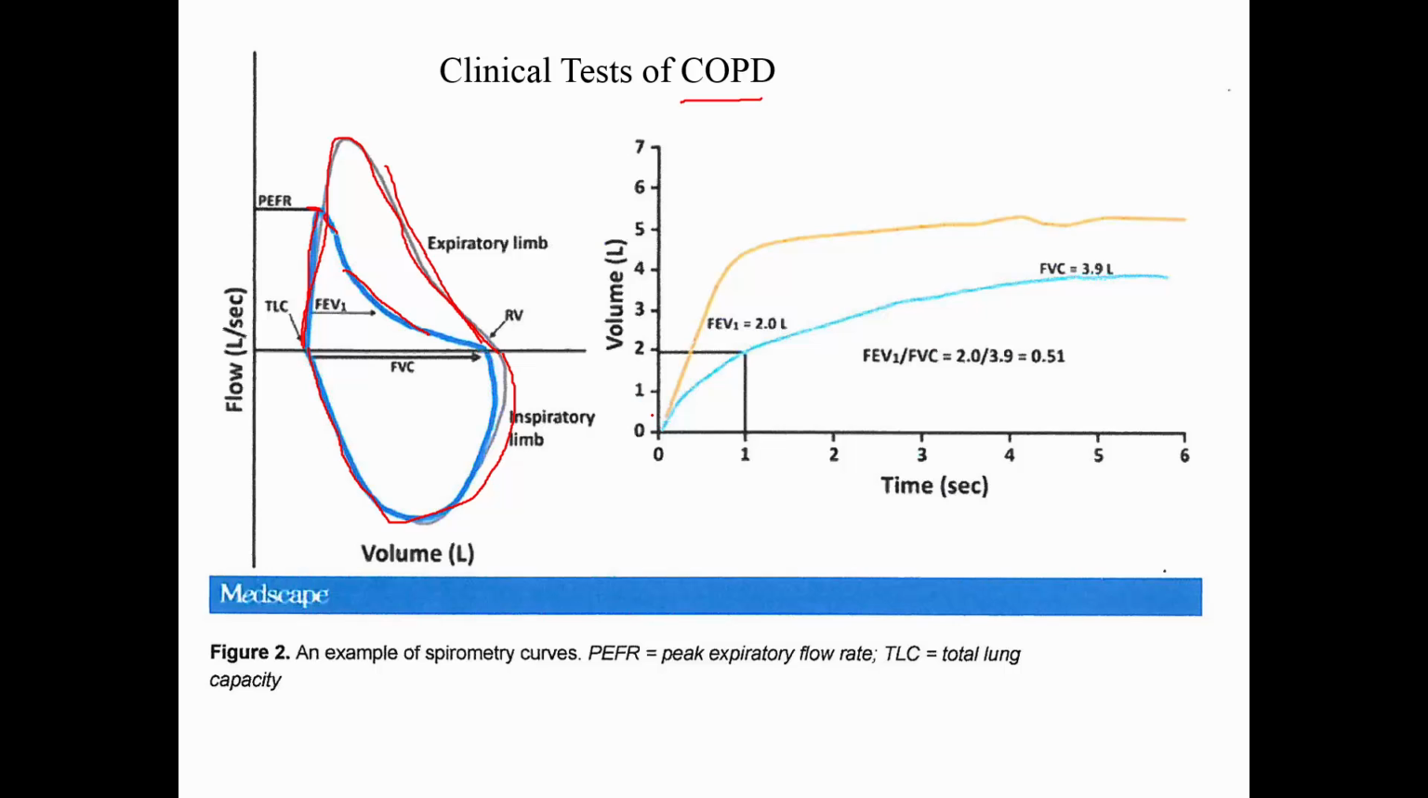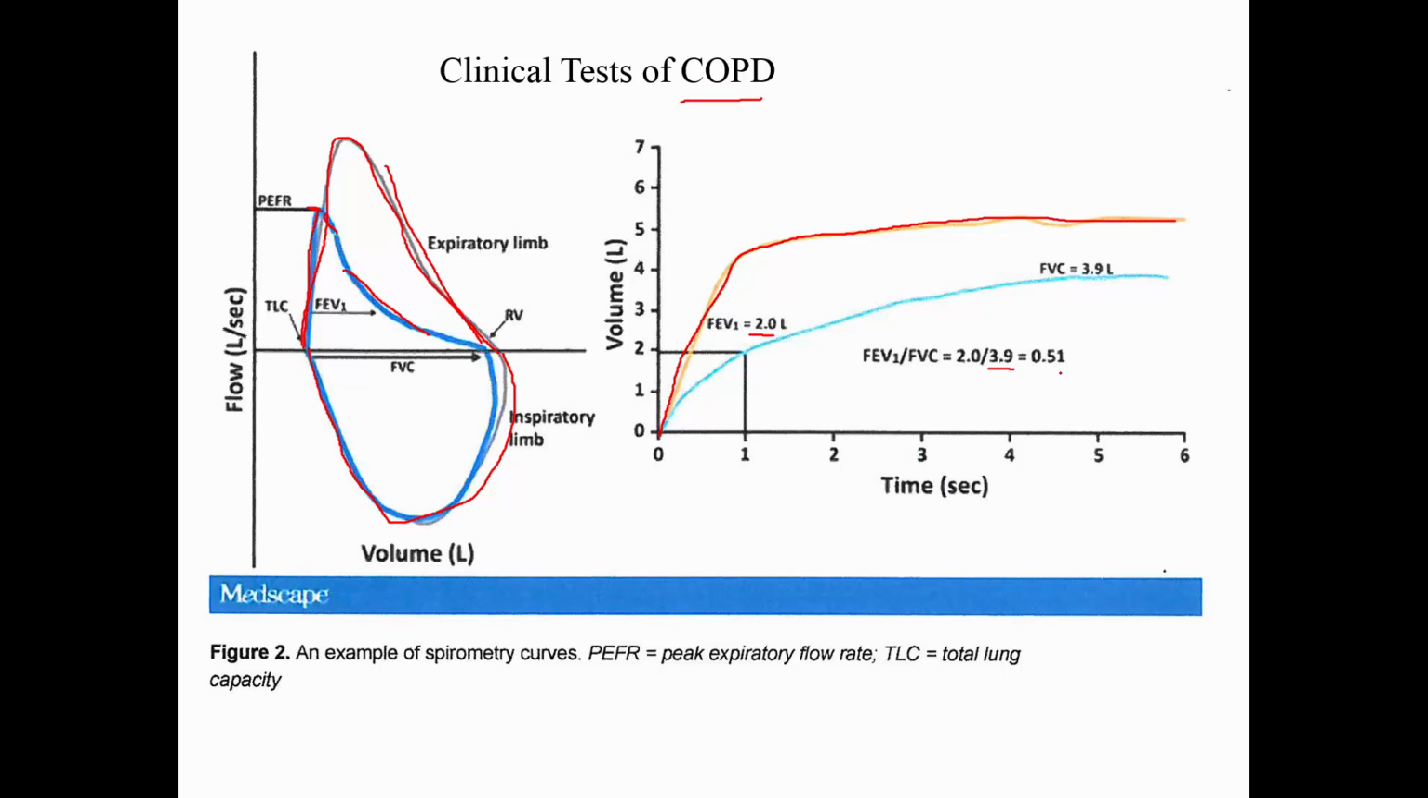All right. Now, we have another test of dynamic function. In addition to FEF 25-75, we have percent FEV1. So here's our healthy person. This is what they breathed out in 1 second, and they keep breathing and they keep breathing and they keep breathing. So they get a ratio between these two. Now, our person with COPD, they breathed out 2 liters in a second, and they breathed out 3.9 liters total, which gives them a percent FEV1 of 51%.